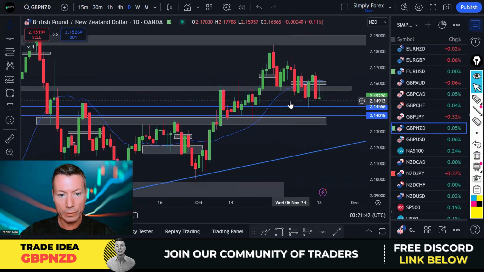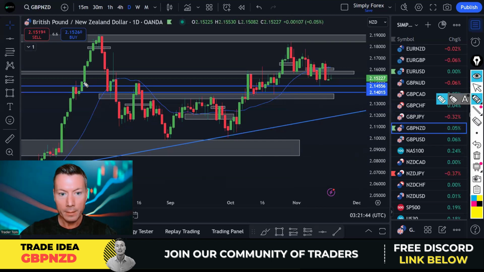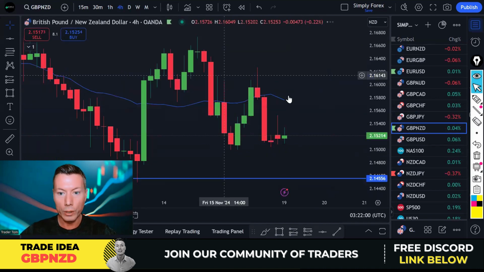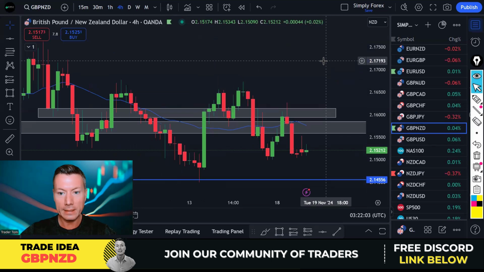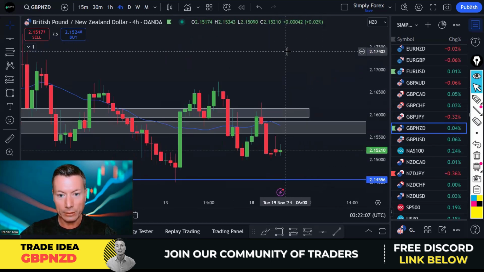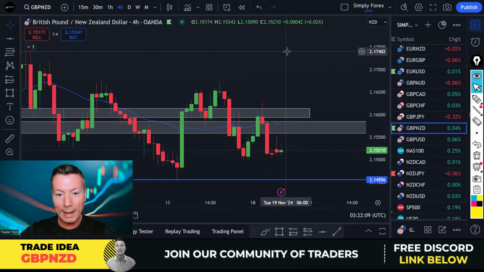If I zoom out, you can see why it's a good level, right? Price keeps hitting this level. There you go. So yeah, pound New Zealand dollar sells for those reasons. So remember, daily's direction, and then H4, we're just looking to find the setup. And again, I'm looking to sell and get into this trade, right? Now, where can I do that?